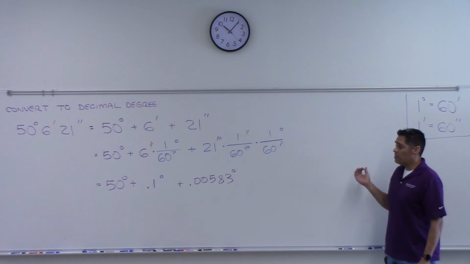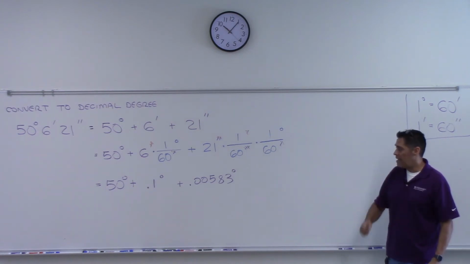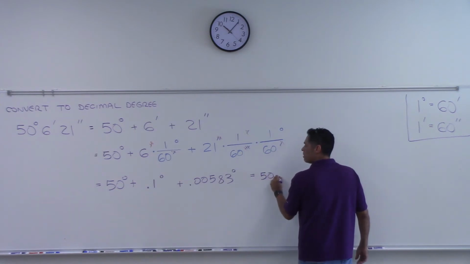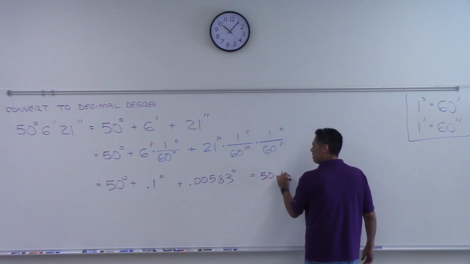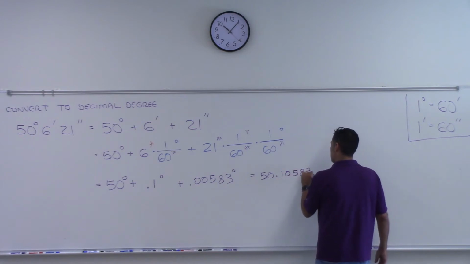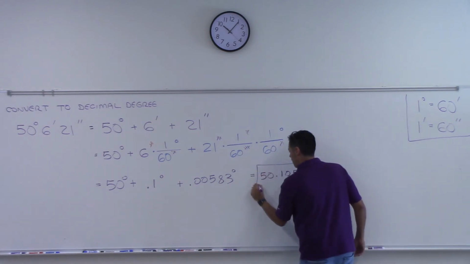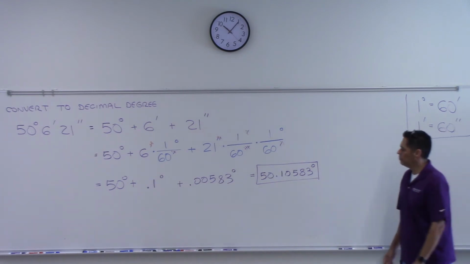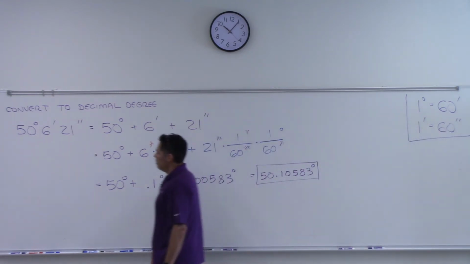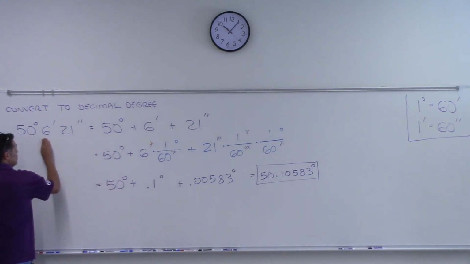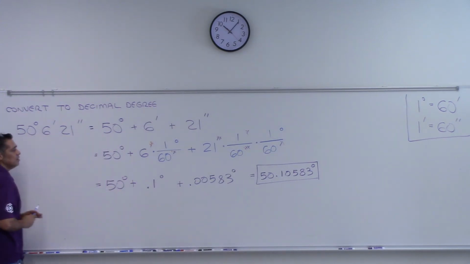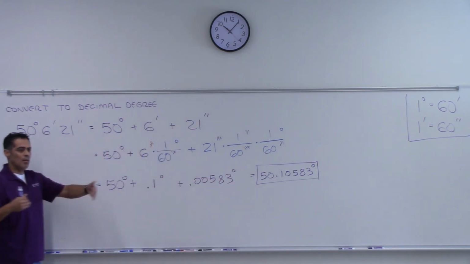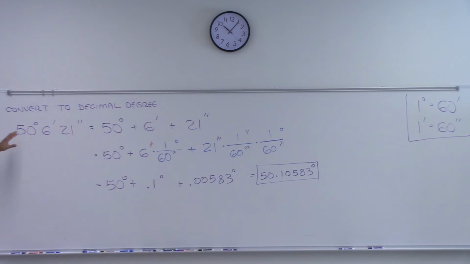And now we just add all those together. Just add them all up. So we should get 50.1053 degrees. So 50 degrees, 6 minutes, 21 seconds is equivalent to 50.10583 degrees. If you wanted it all in degrees, that's the answer. If you want the minutes and seconds, this is the answer.